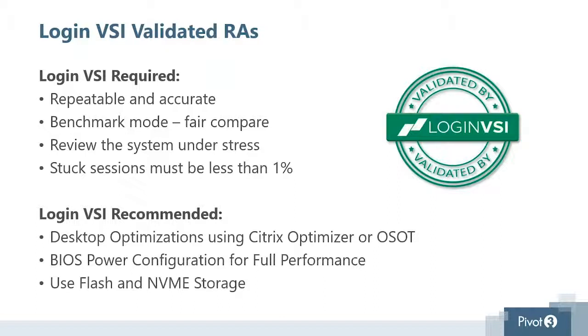Now there's some requirements for validated by. It needs to be repeatable and accurate, meaning these tests need to be run over and over and over again and produce the same results to make sure that we're not caching unfairly or something like that. A benchmark mode is a way of locking down Login VSI so that it can be fairly compared to any other reference architecture. In this case, we started with benchmark mode but turned it off to disable OneDrive.